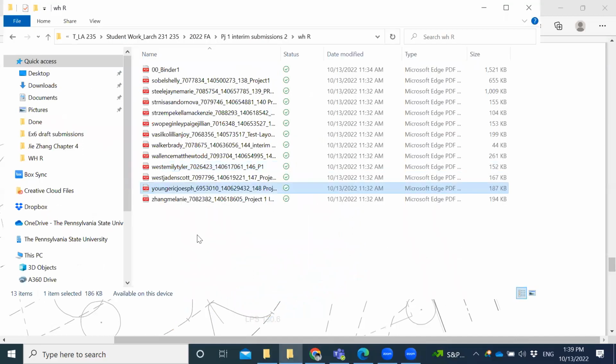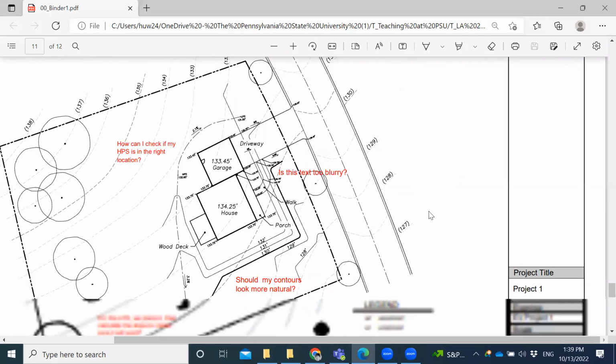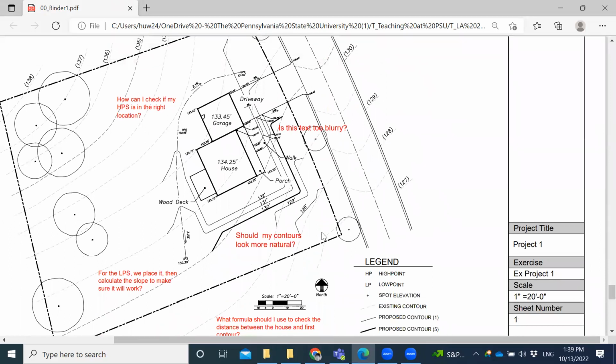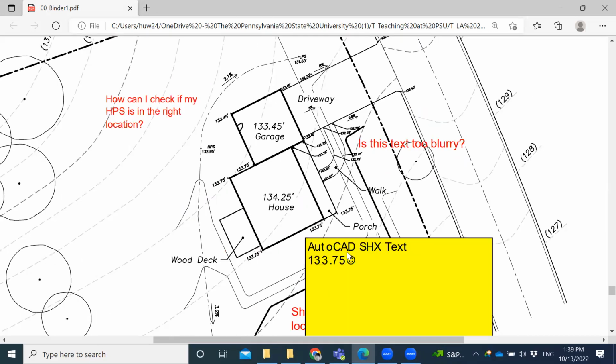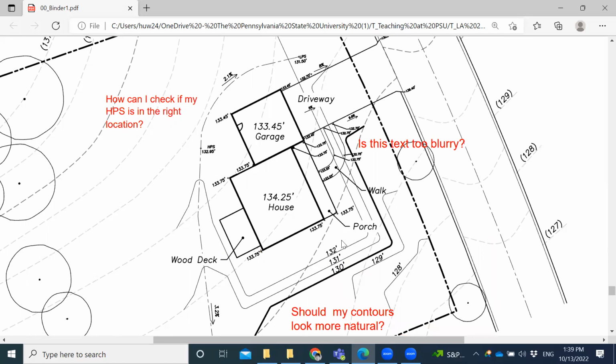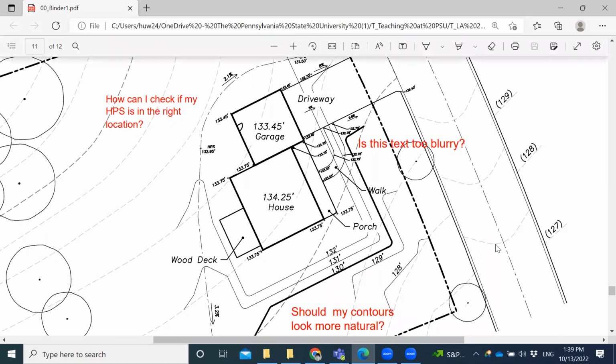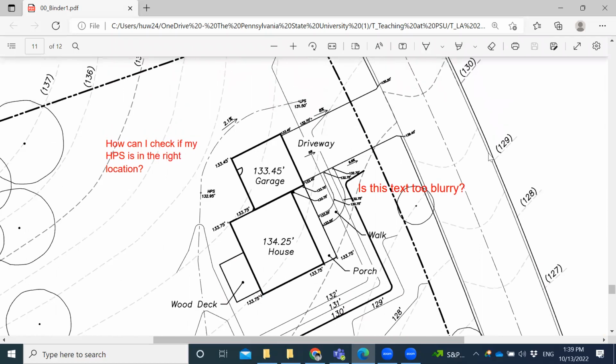All right. Eric. Eric here? Okay. Okay, yes, the text seems too small. The contour label does not need the feet sign, okay? You can just mark 120, 132, 131. The spot elevations are small. Your HPS looks okay to me.